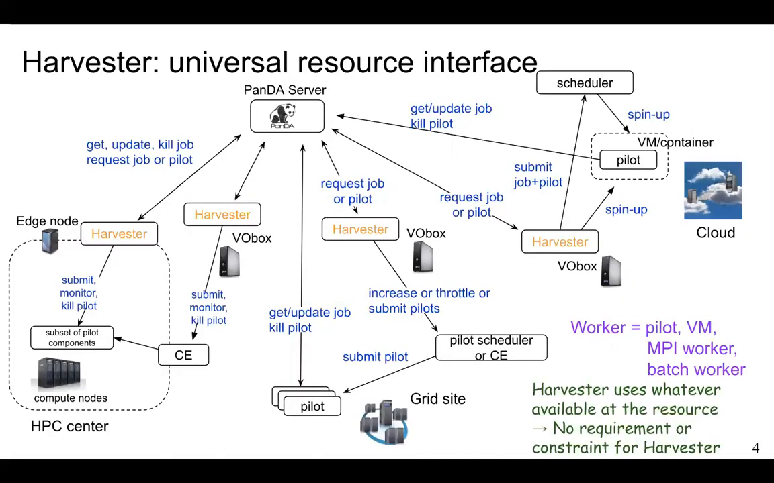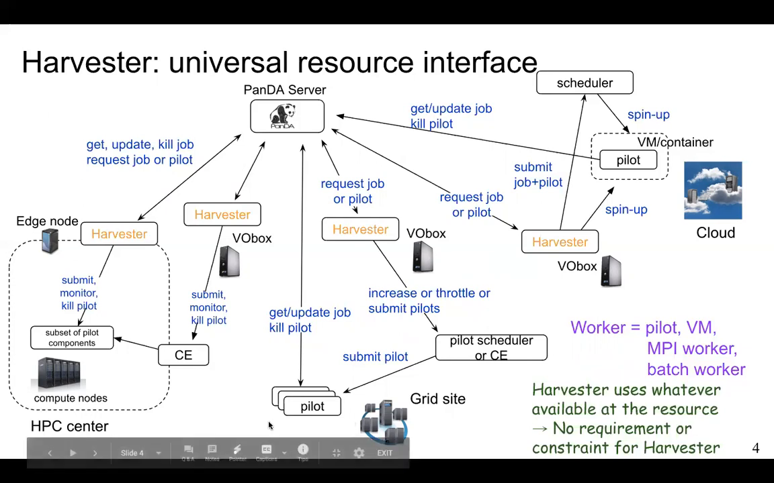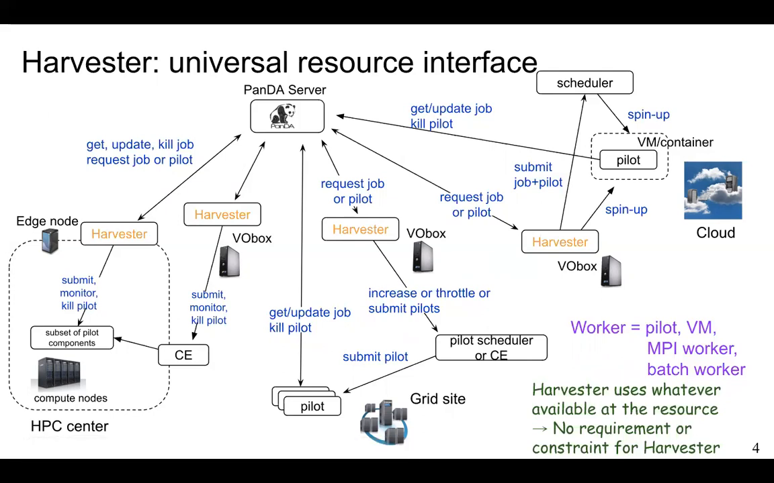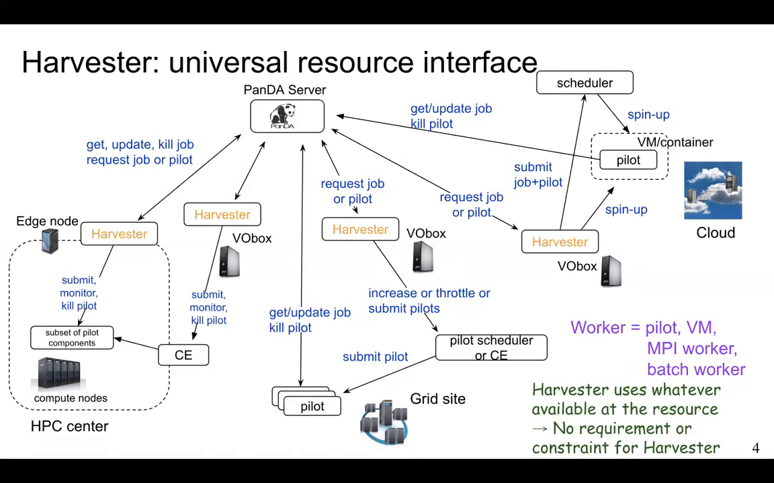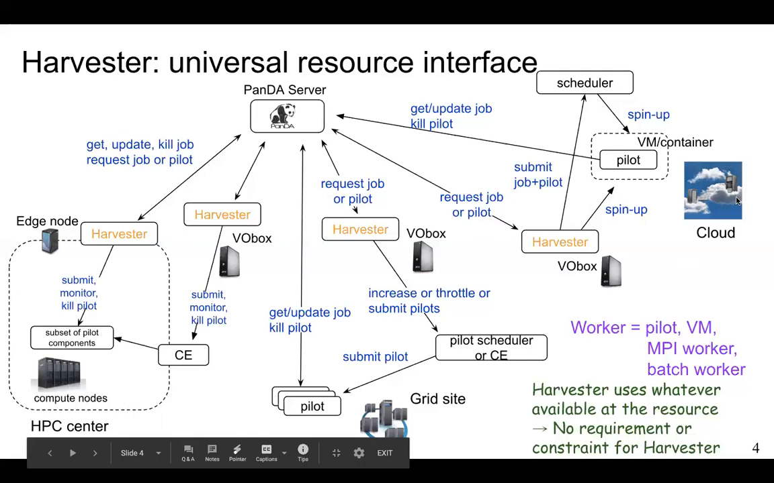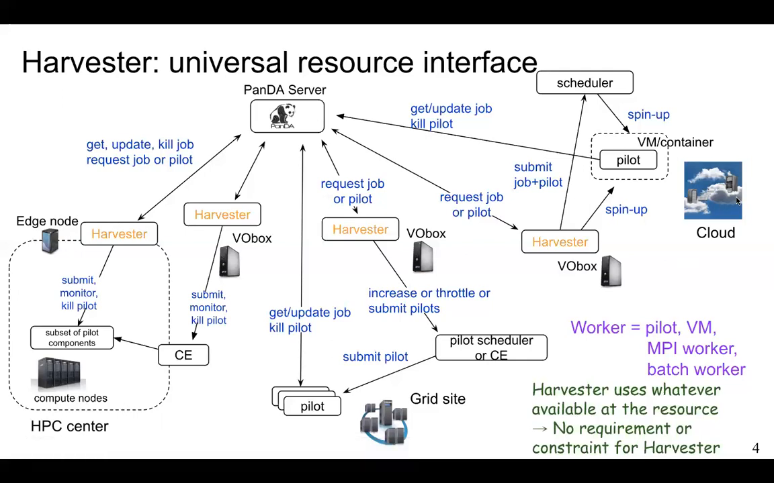Okay, so next slide. About Harvester, this is our universal resource interface. It can talk to lots of different resources because of its plug-in feature. One can see that Harvester can run with HPCs in different configurations depending on the security restrictions or network restrictions of a normal HPC center. And Harvester can also run with the grid. In this case, it talks with the usual HTCondor CEs, ArcCEs, etc. And Harvester can also work with cloud resources. So Harvester can spin up and submit jobs to cloud, managing virtual machines or containers in Kubernetes models. Okay, so next slide.